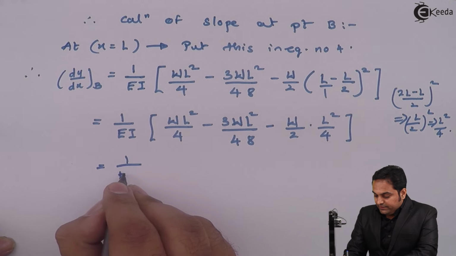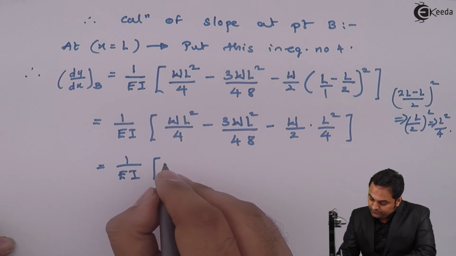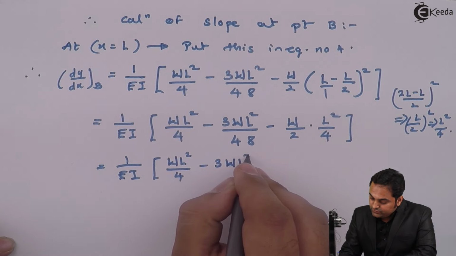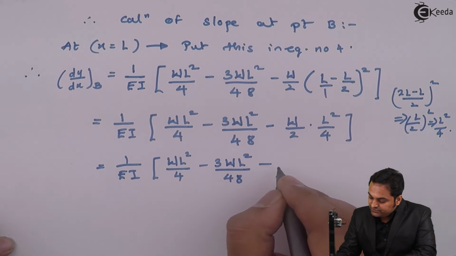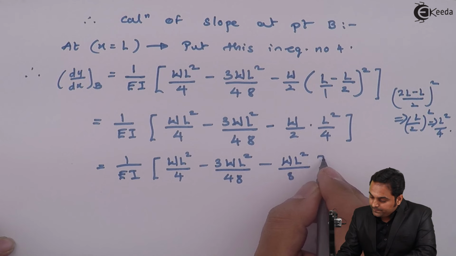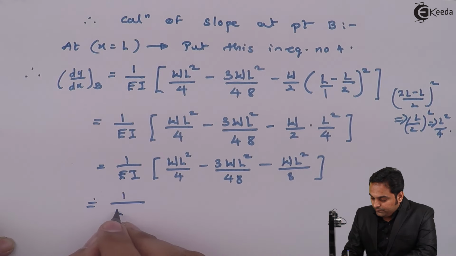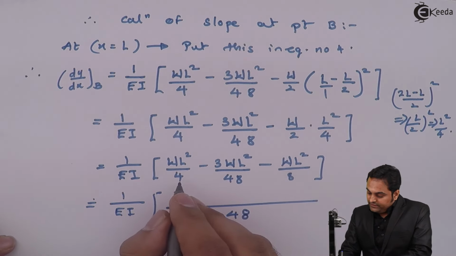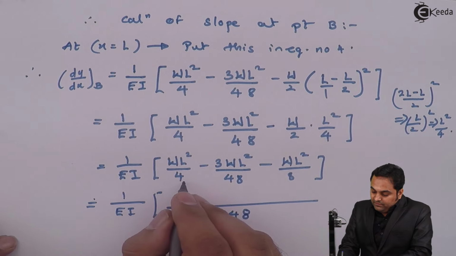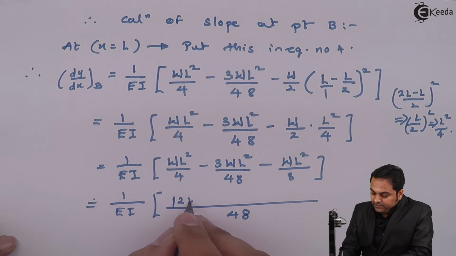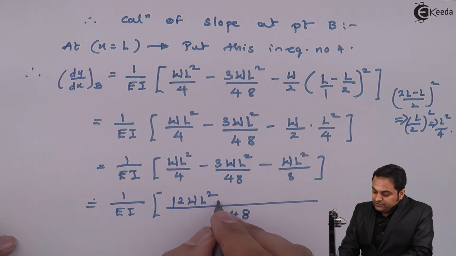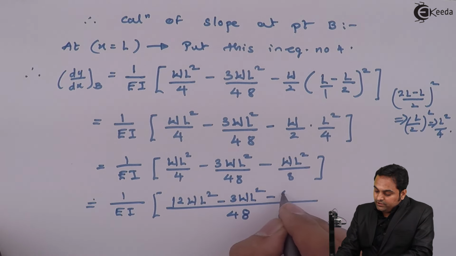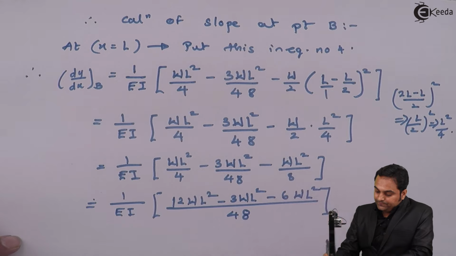Next, 1 upon EI is equal to WL square by 4, I will keep it as it is, minus WL square by 48 as it is, minus this will be WL square by 8. So I'll keep the denominator as 48, that is the LCM here. Next 4, here I have to make it 48, so multiplying by 12, and similarly 12 will be multiplied in the numerator. Next this will remain as it is. 8 to make it 48 multiplied by 6, so similarly 6 will be multiplied in the numerator.